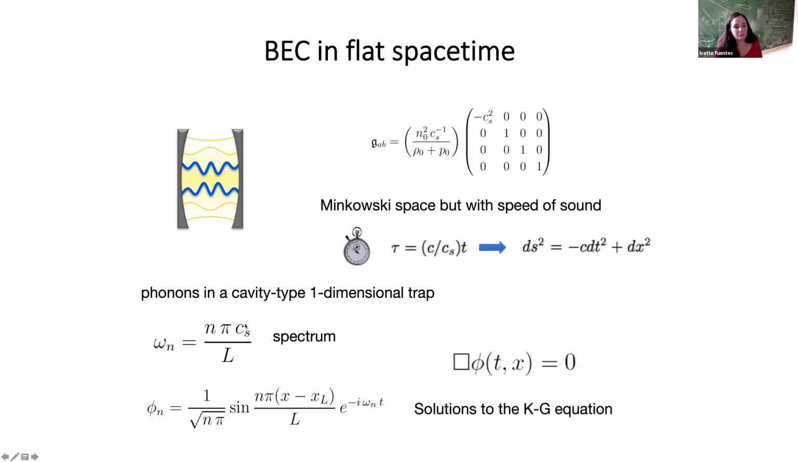The frequencies of the phonons are given in terms of the speed of sound in the BEC and the size of your box. So I'm going to show you 1+1 dimensions, but we've now done work in 3+1 dimensions. The Klein-Gordon equation in this case is very simple. It's just a wave equation, and the solutions are exponentials, but we're putting the BEC in a box potential. So we put boundary conditions, and this gives the modes that are in terms of these sine functions.